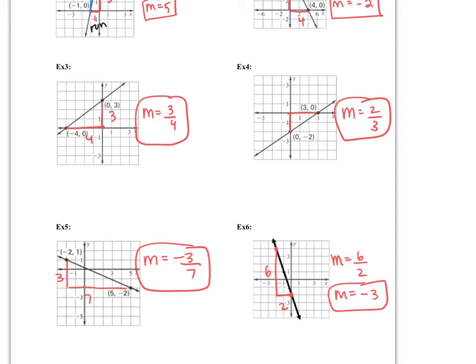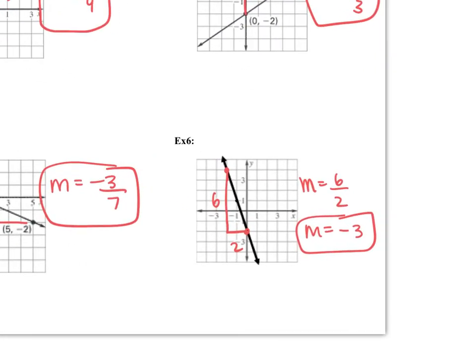So on example 3, between these 2 points, there's a rise of 3 and a run of 4 for a slope of 3/4, and the line has a positive slope. On example 4, the rise is 2, the run is 3, and the line has a positive slope, so positive 2/3. On example 5, there's a rise of 3 and a run of 7, so 3 over 7, and then I also need to recognize that the line has a negative slope, so I need to make sure I include that negative sign in my answer.